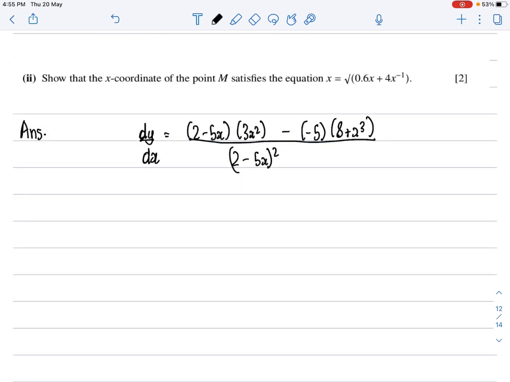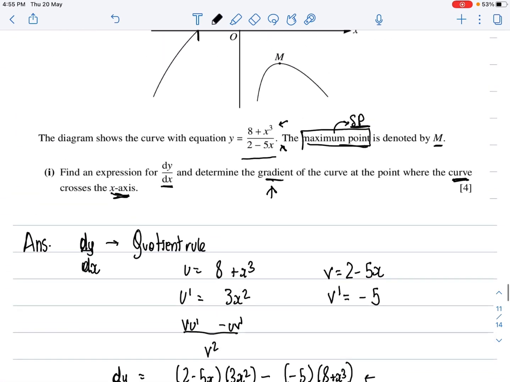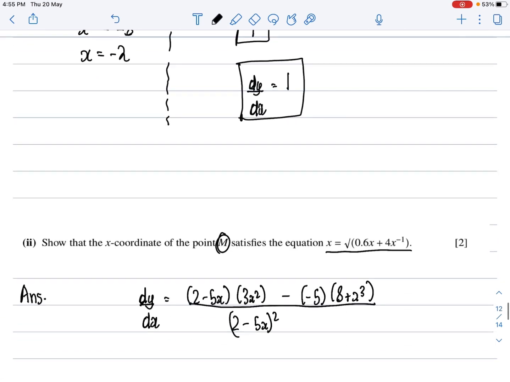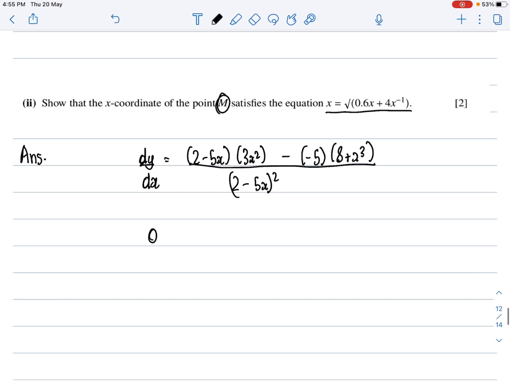Now this is part 2 of the question. I need to show that the x coordinate of M satisfies this equation. I know M, which I pointed out earlier, is a stationary point, and at a stationary point dy by dx is equal to 0. You need to know it: the gradient is always 0. So I can equate this to 0, and if I multiply by the denominator, I lose my denominator. And now I can expand this.